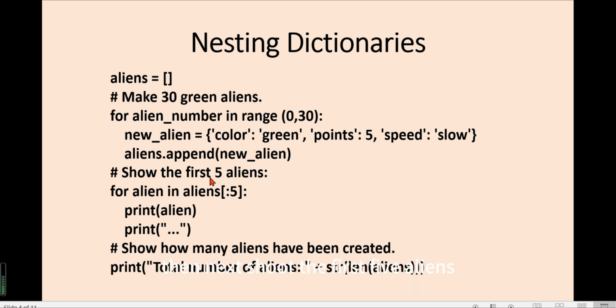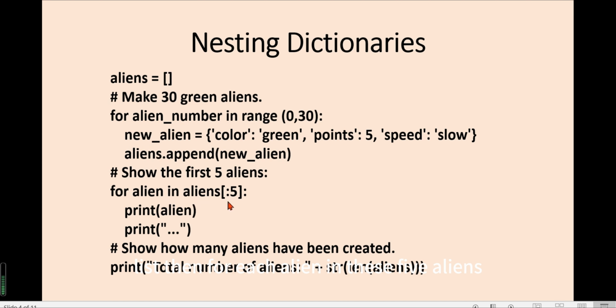Then next, show the first 5 aliens. So we can write a loop: for alien in aliens. Because aliens is a list, we can use a slice from the start of the list to the fifth. Actually the last index is 4, so from index 0 to index 4, so in total there are 5 aliens. 5 aliens will be looped in this list.